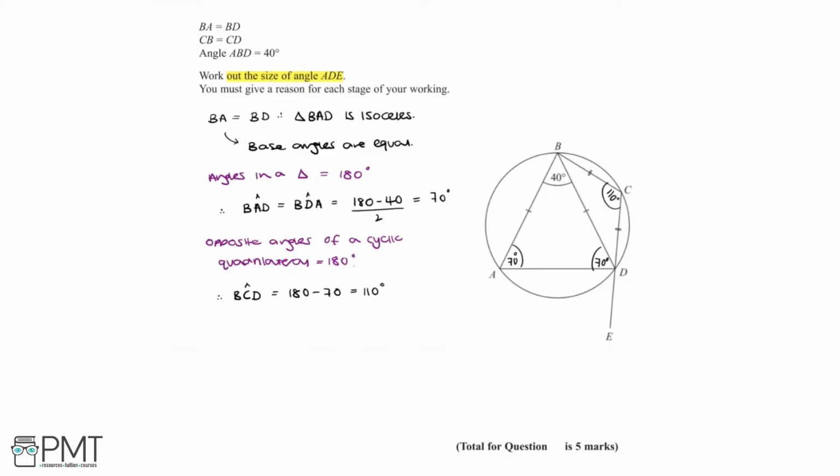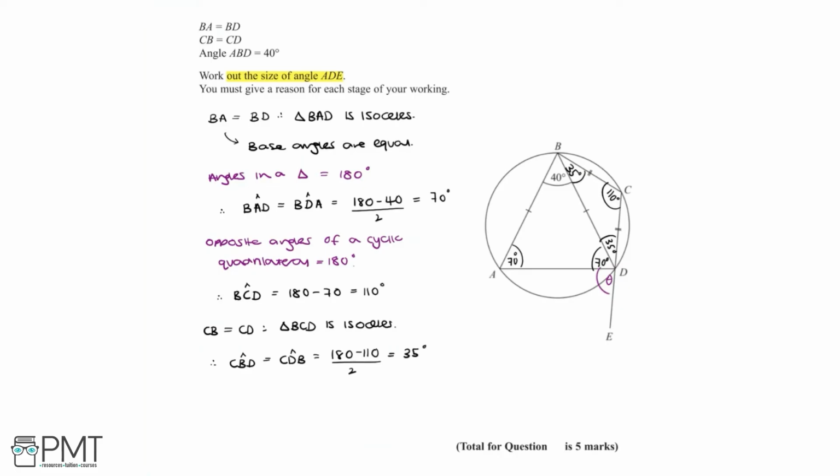Next we can look at the triangle BCD. We're told that the line CB is equal to the line CD, and so we can say that triangle BCD is isosceles. Now given that triangle BCD is isosceles, we know that the base angles, angle CBD and angle CDB, are equal. And so we can say that angle CBD is equal to angle CDB, which is equal to 180 take away 110, all divided by 2, which is equal to 35 degrees. And so we can add this to our diagram.